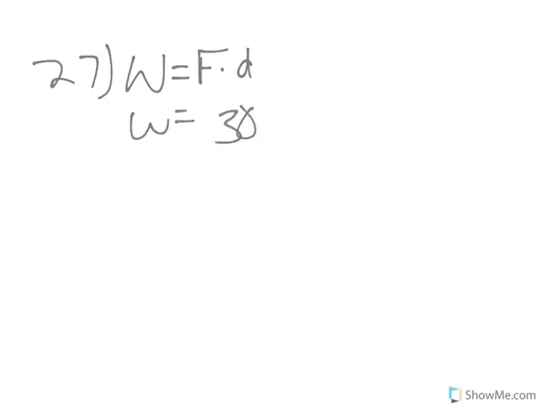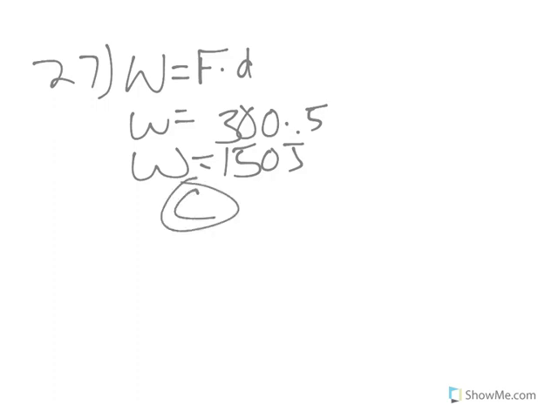27 is how much work is done on a 300 Newton suitcase to lift it 0.5 meters. Well, work is equal to force times distance, so we just do work is equal to 300 times 0.5, and so the answer should be work is equal to 150 joules, which would be the answer choice C. So that should be your answer.